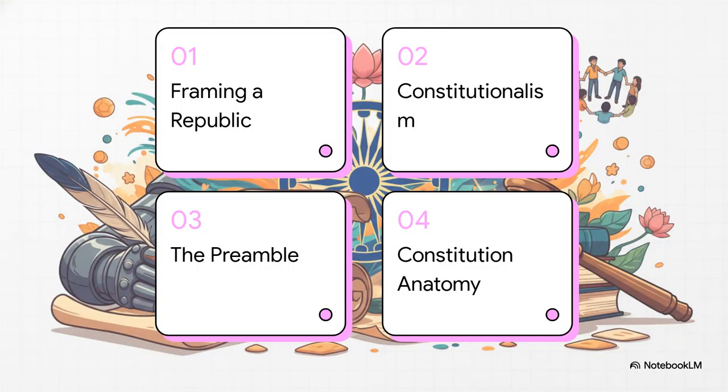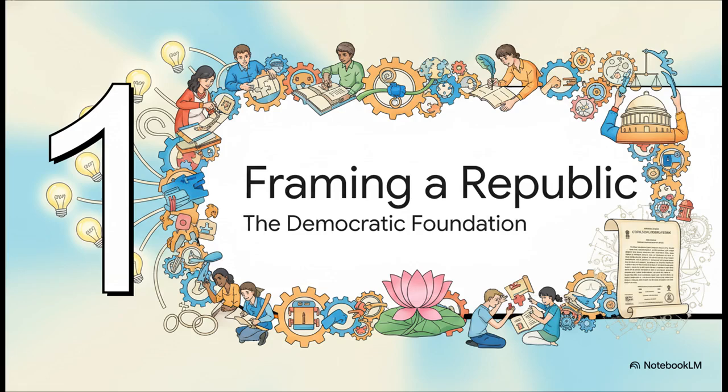Well, to understand how they built this massive document, we're going to look at 4 key areas. First, framing a democratic republic. Second, the philosophy of constitutionalism. Third, the preamble's enduring promise. And finally, the anatomy of the Constitution itself. All right, let's jump right into part 1, framing a democratic republic.